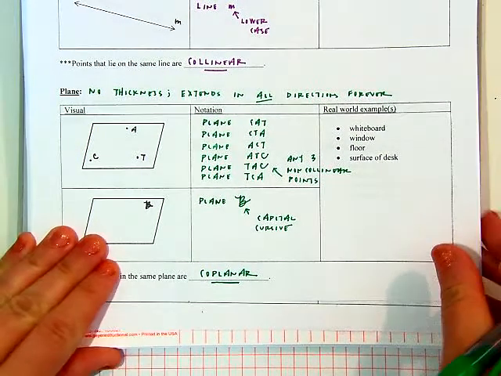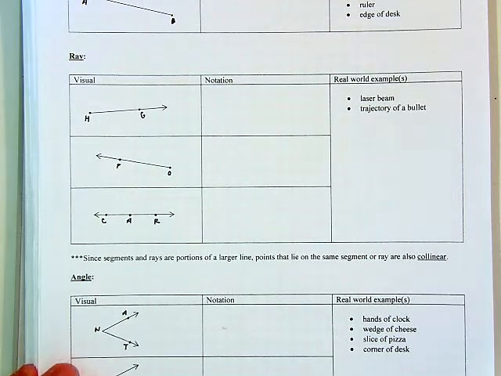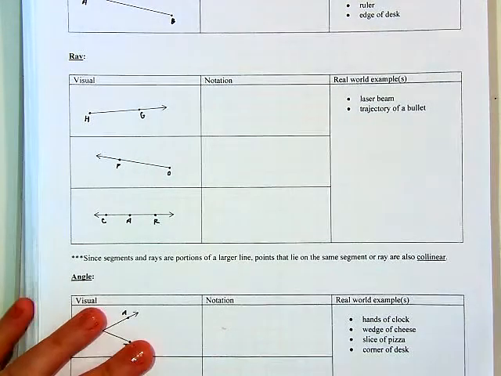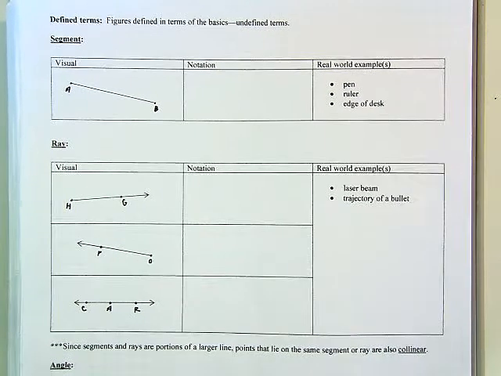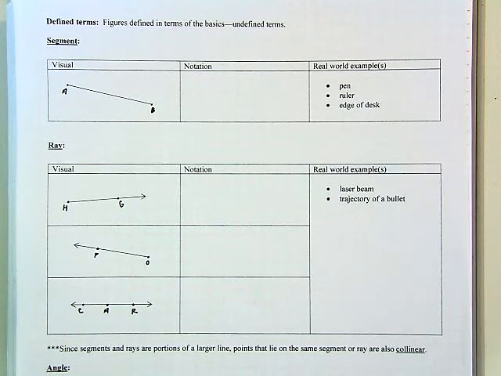Okay, let's look at the second sheet of paper, and we're going to look at the 3 defined terms. So here is that second sheet of paper. Let me just slide it down. Okay, so now we're looking at 3 defined terms. These figures are defined in terms of the basics. Our basics are the undefined terms. It's our point, our line, and our plane.